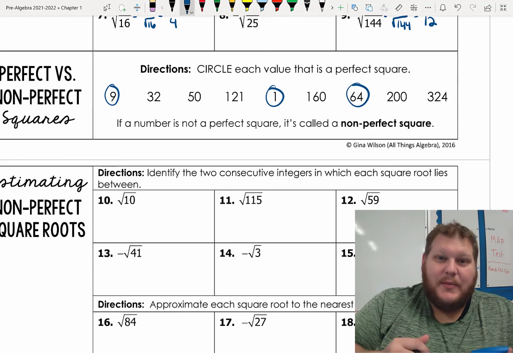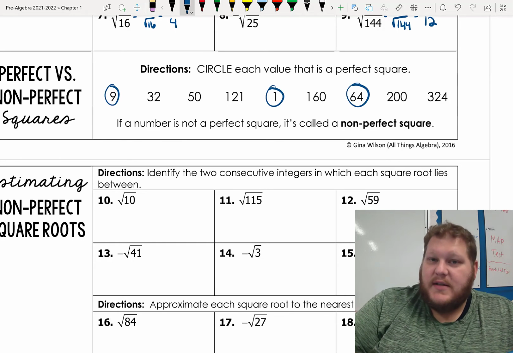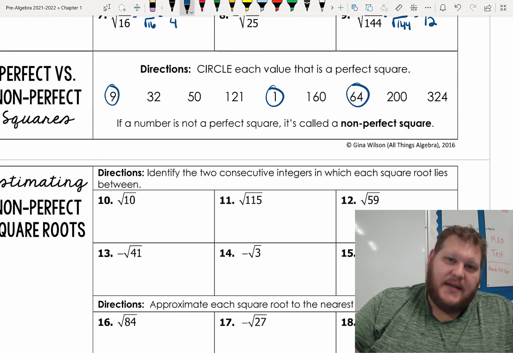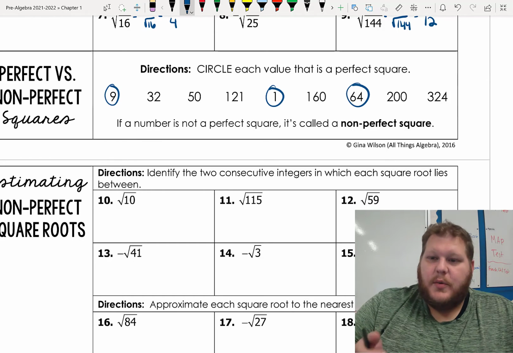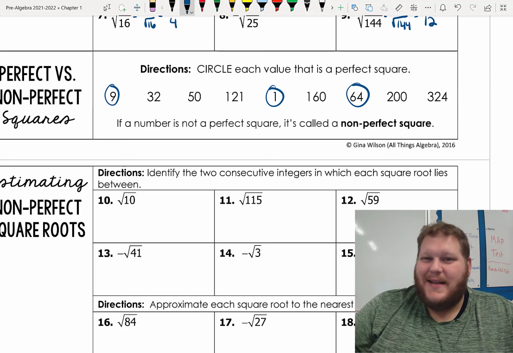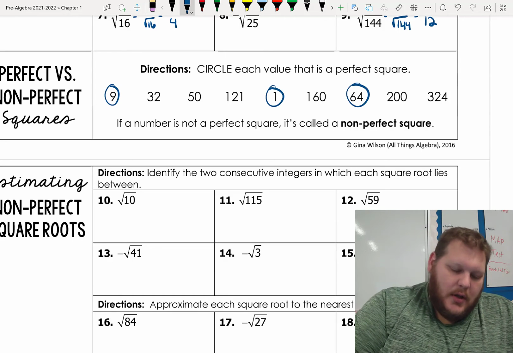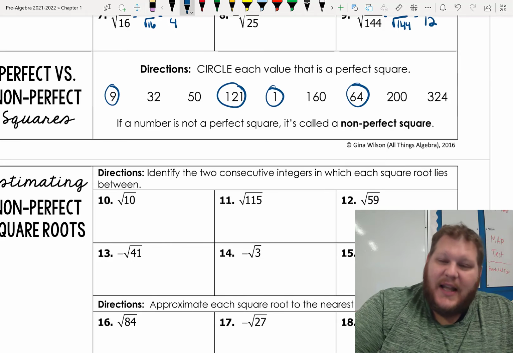If there's anything that multiplies itself to give me one of these numbers, that's what we call a perfect square. Or you could test with your calculator and do your square root of 32. It's a decimal, so that doesn't work. Square root of 50 is a decimal. That doesn't work. 121, that's actually 11 squared.